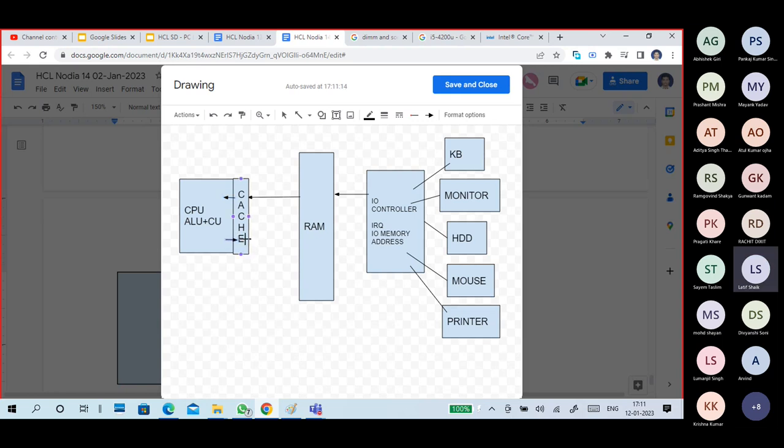Once the processor completes the processing, it loads the result to the cache memory, and it is loaded to your RAM. RAM will load it to your I/O controller. The I/O controller will decide where to send this data. It is sent to the monitor, or it has to be sent to the hard disk, like that. The processor is there.